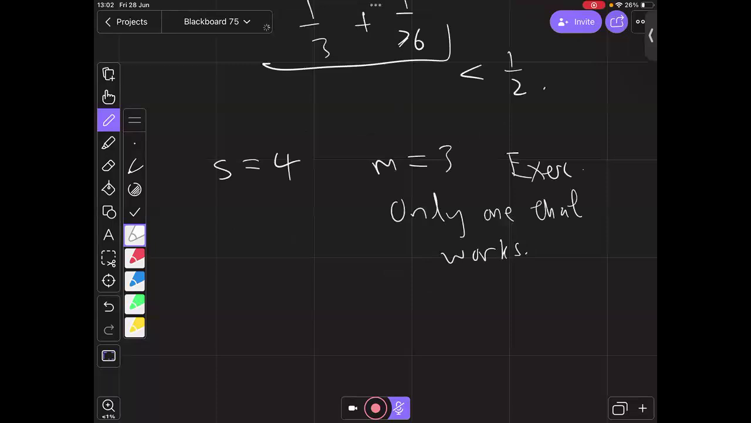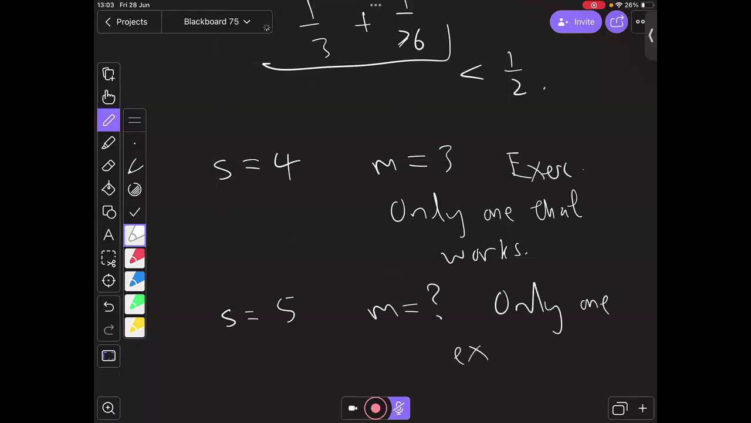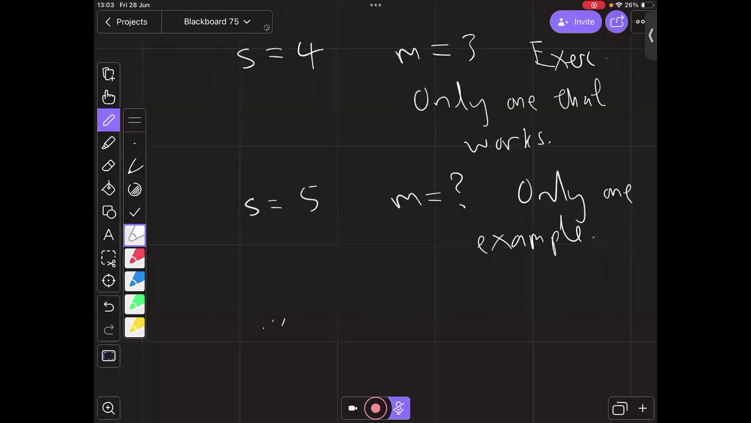And then there's one more possibility, which is S equals 5. Okay. If S equals 5, I'll let you guys work out M, but you'll find that only one works. Only one example. And then for the reasons I've given you, S, oh, sorry, pen has just run out again. But for the reasons I've given you, S cannot be bigger than 5. It cannot be 6 or bigger for exactly the same reason I just gave you for M. Okay.